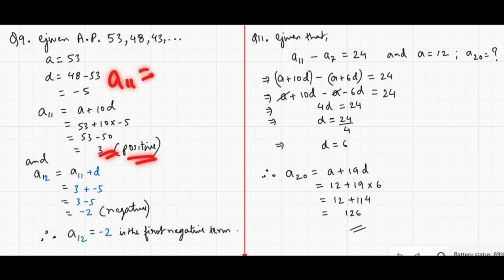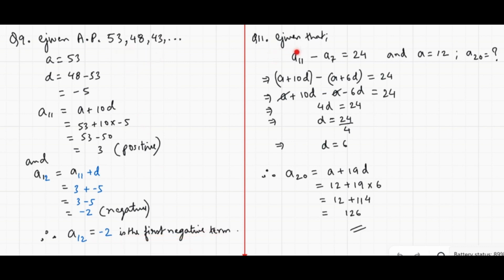That means A11 is 3, A12 will be equal to 3 and 5 less, because the common difference is minus 5. So it will become minus 2. Hence the next term, A12, comes minus 2, which is the first negative term in the given AP. Hence A12 is equal to minus 2 is the first negative term in the given AP.